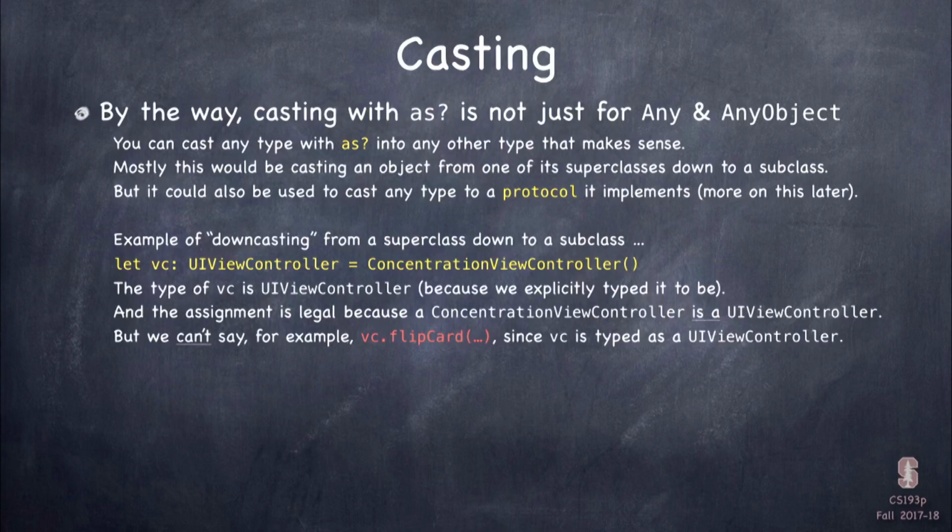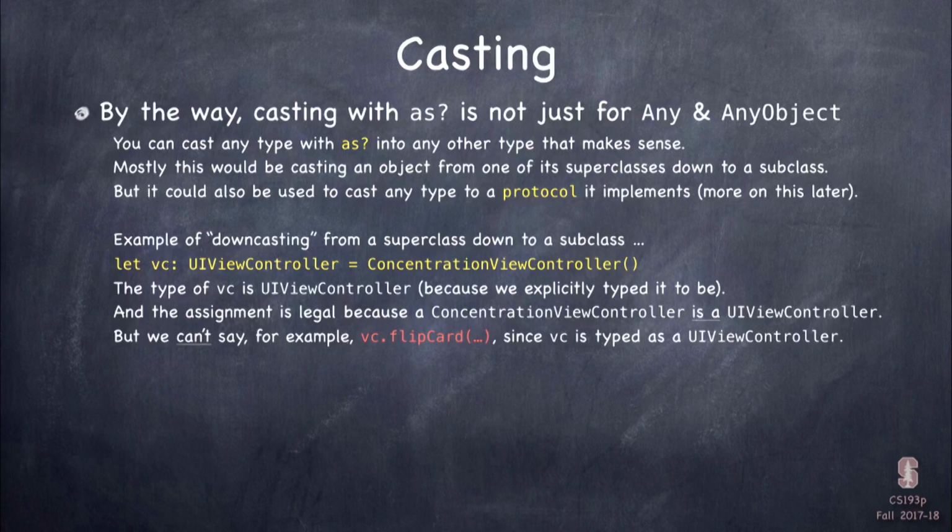Now the type of vc, even though I assigned to it a ConcentrationViewController, is still UIViewController, not ConcentrationViewController. But this is a legal statement because, of course, a ConcentrationViewController inherits from UIViewController and thus is a UIViewController. Now, if I wanted to send flipCard, let's say that was a method in ConcentrationViewController, to vc, I could not do that. It would not even compile. Why? Because vc is of type UIViewController, and the class UIViewController doesn't have flipCard. ConcentrationViewController has it, but not UIViewController.